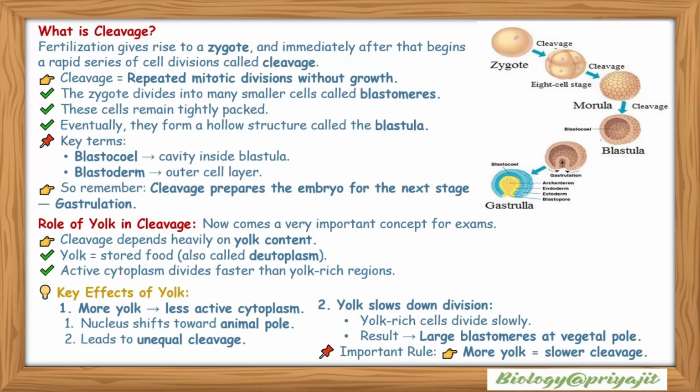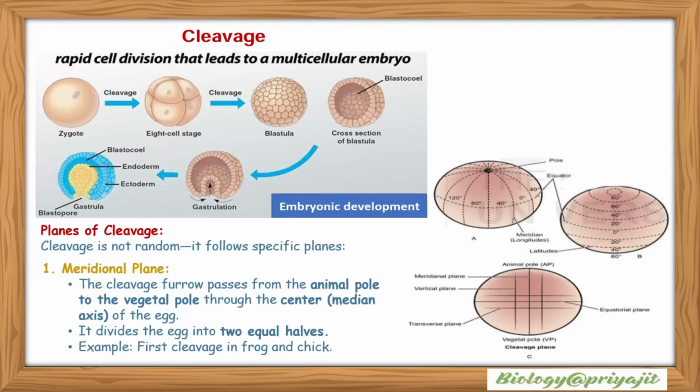So what are the key effects of yolk? When there is more yolk and less active cytoplasm, the nucleus shifts towards the animal pole and it leads to unequal cleavage. And when yolk slows down division, yolk-rich cells divide slowly and it results in large blastomeres at the vegetal pole. The important rule: more yolk, slower cleavage. So cleavage is basically the rapid cell division that leads to a multicellular embryo.